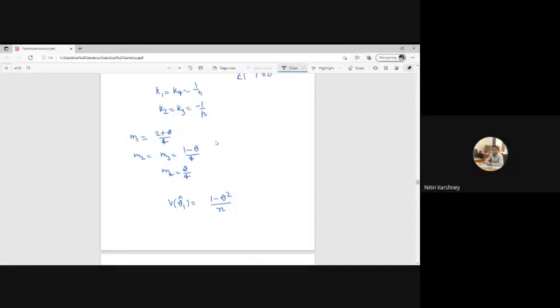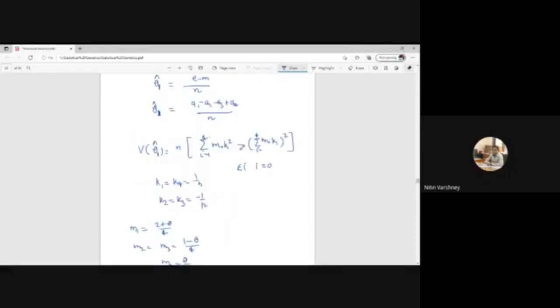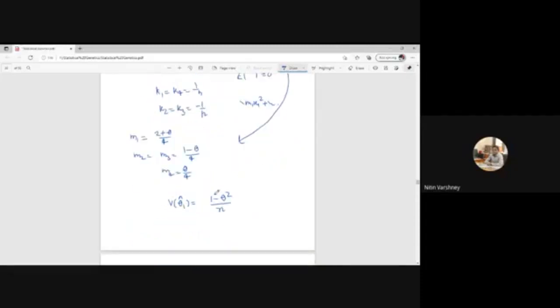How does this come? We have to put in all the values of m_i and k_i, like m1 k1 squared plus m2 k2 squared, and so on, and then the whole square. After simplification of all these values, we get the variance of theta 1, the variance of the first method, that is (1 minus theta) squared upon n.